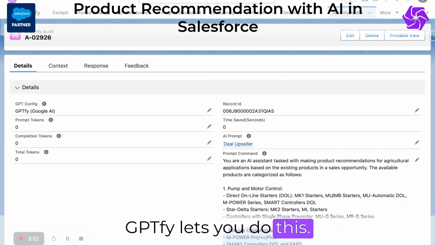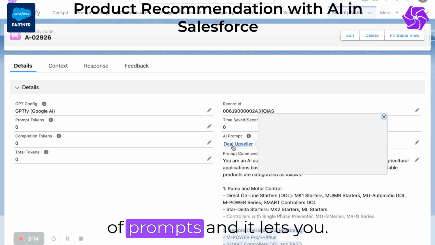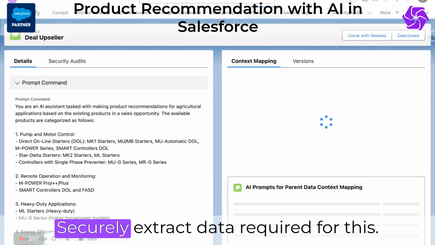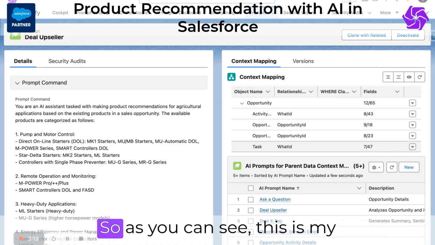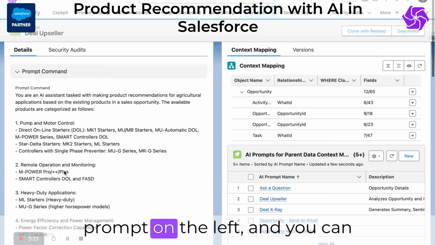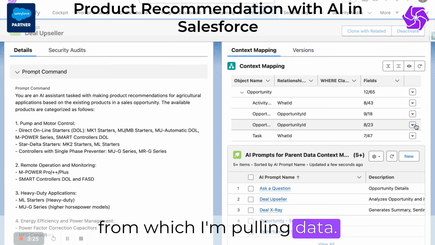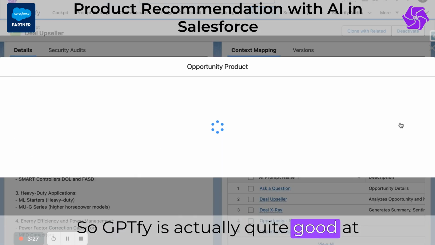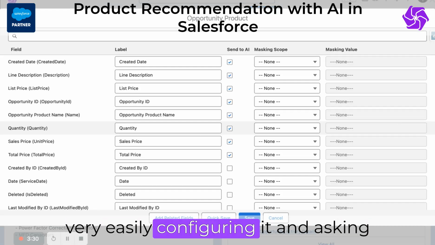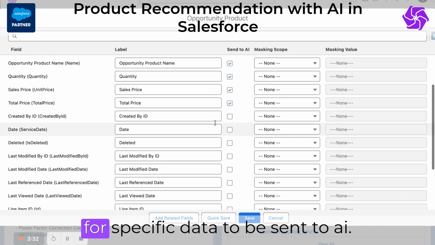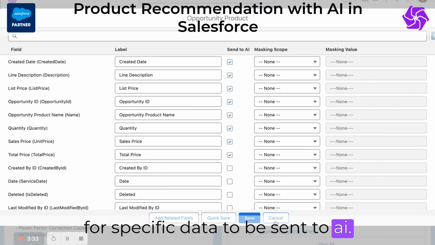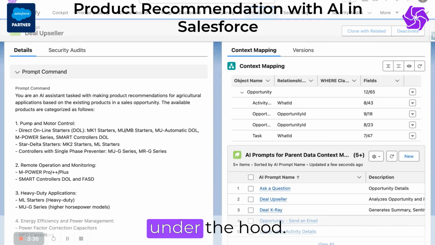GPTfy lets you do this. It lets you create these kinds of prompts, and it lets you securely extract the data required for this. So as you can see, this is my prompt on the left, and you can see I have all of these objects from which I'm pulling data. GPTfy is actually quite good at very easily configuring it and asking for specific data to be sent to AI, and everything happens under the hood.